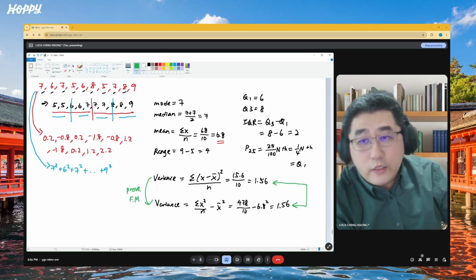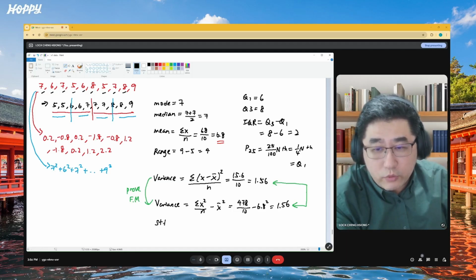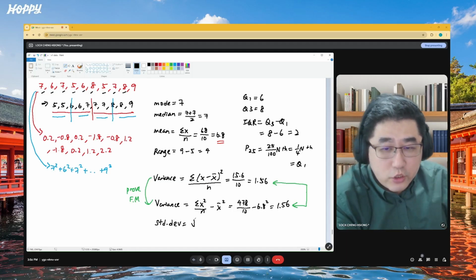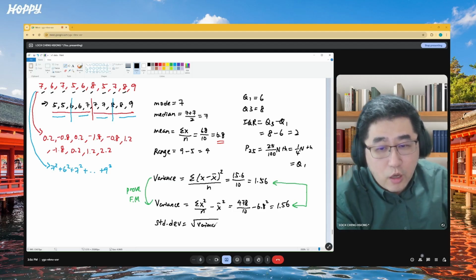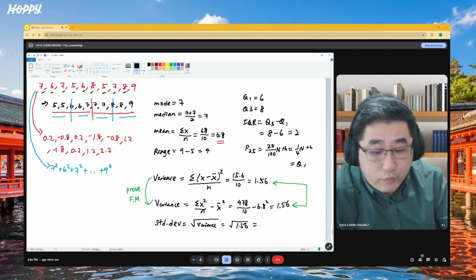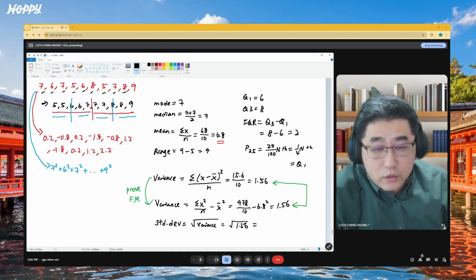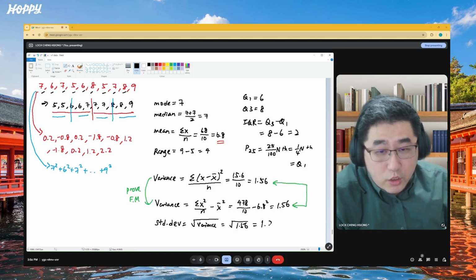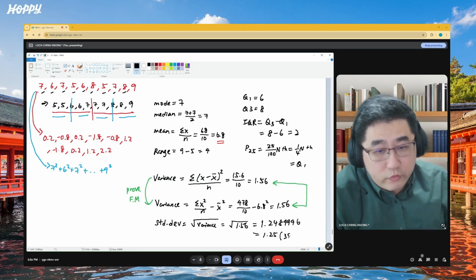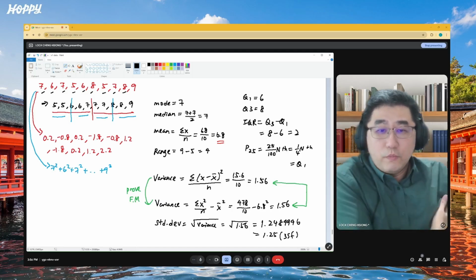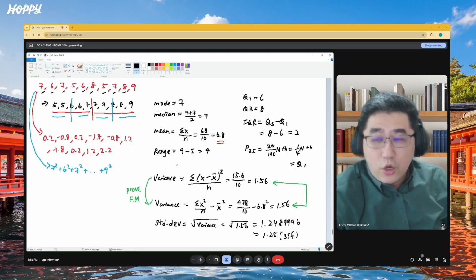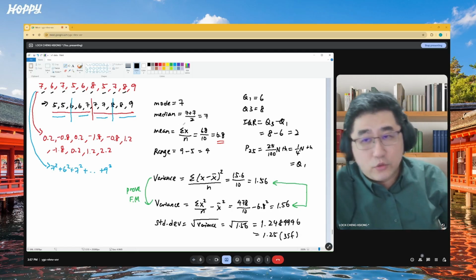Then in the end, we refer to standard deviation. Standard deviation is the square root of variance, so it will be the square root of 1.56. You write it in three significant figures, so it will be 1.25, according to the exam standard. This will be the demonstration of the ungrouped data.